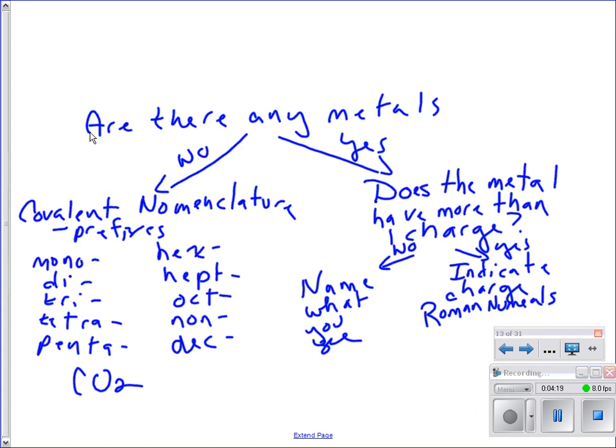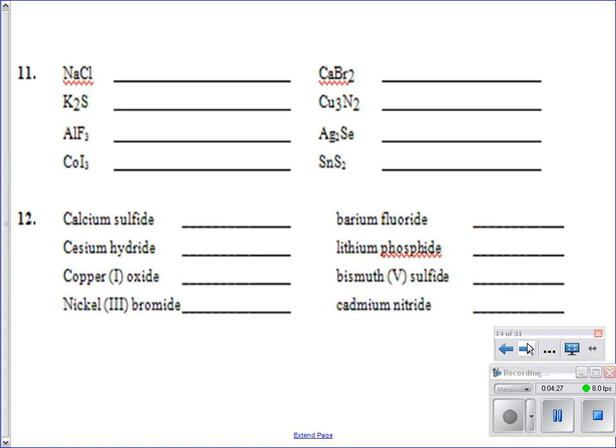All right. So, moving on to the next one. Okay. So, are we looking at ionic or covalent things here? Ionic. So how do we know they're ionic? Because they have a metal in it. All right. Sodium. Does sodium have more than one charge? No. So what is this? Sodium chloride.